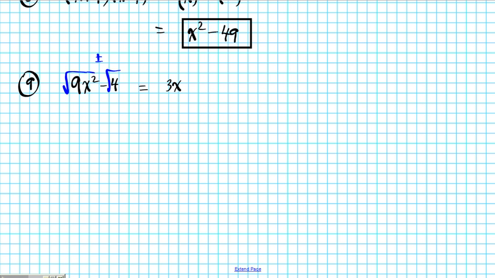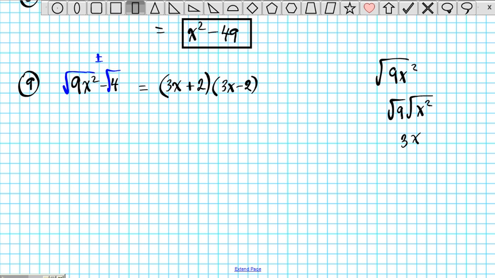It's 3x. What is the square root of 4? 2. We're going to add the roots, and then we're going to subtract the roots: 3x plus 2 times 3x minus 2. Okay? Because when you're taking the square root of 9x squared, you're rooting 9, and then you're rooting x squared individually, right? So since 3 times 3 is 9, the square root of 9 is 3, and then the square root of x squared is x. So that's why I have 3x here and a 3x there, because the square root of 9x squared is 3x. Alright, so there goes your factored form.